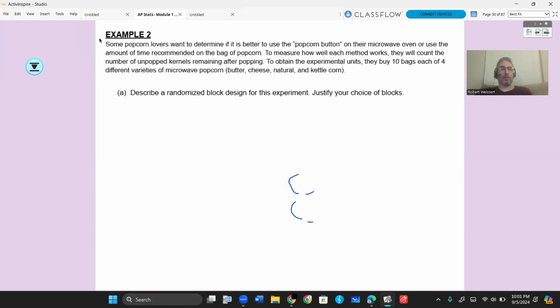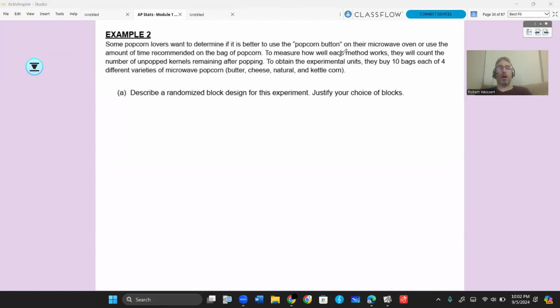You got some popcorn lovers who want to determine if it is better to use the popcorn button on the microwave oven. Don't do that, by the way. Or use the amount of time recommended on the bag of popcorn. Always stand by the popcorn where the microwave is going. Trust me, I've done way more damage than you want to know.